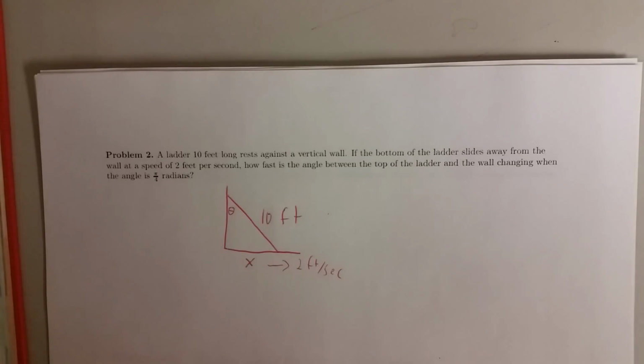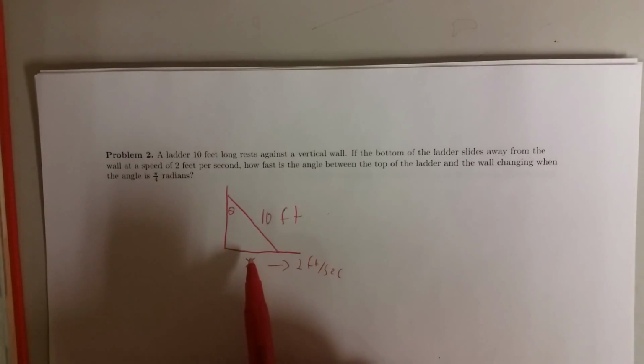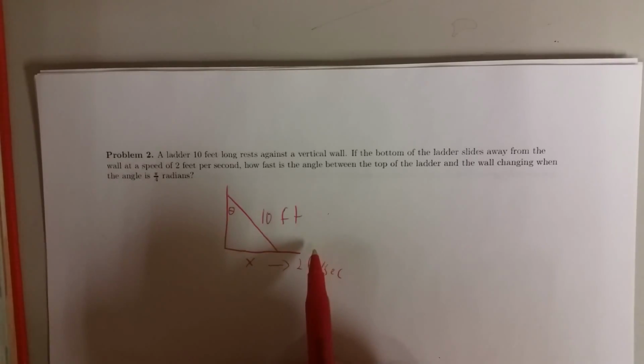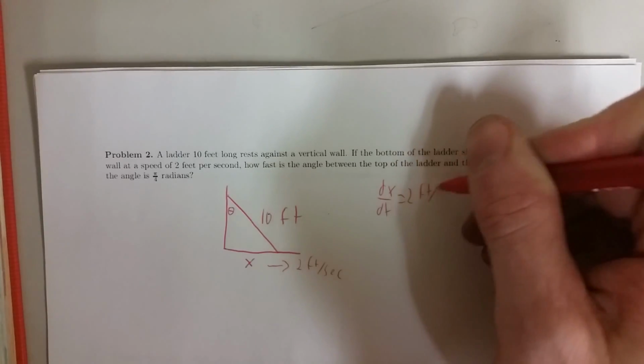So from here, it's a related rates problem, so I'm going to get my rates down. Okay, x is getting bigger because the ladder is going that way. So dx/dt equals 2 feet per second.